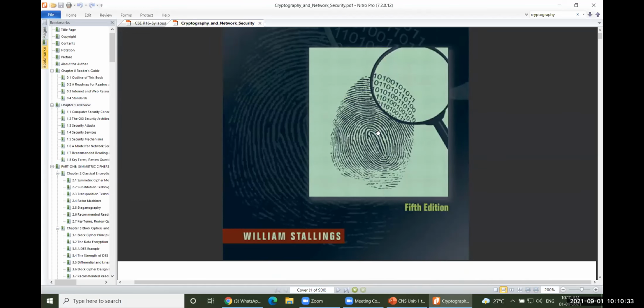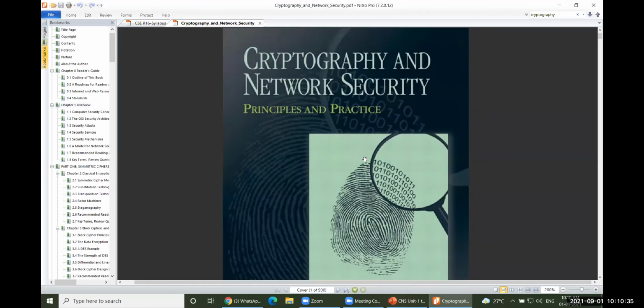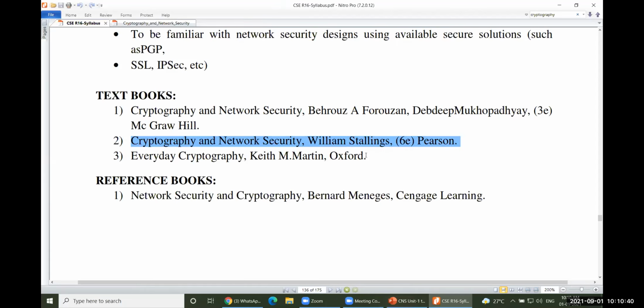So this is the book which we have to follow or concentrate on. And Debdeep Mukhopadhyay's book is not available on the internet. And then Everyday Cryptography by Keith M. Martin. Of course, this book is also not available as a PDF on the internet. These are the 3 books, but most of the questions will come to you from this particular book. But from a study and reading point of view, this particular book is very good.